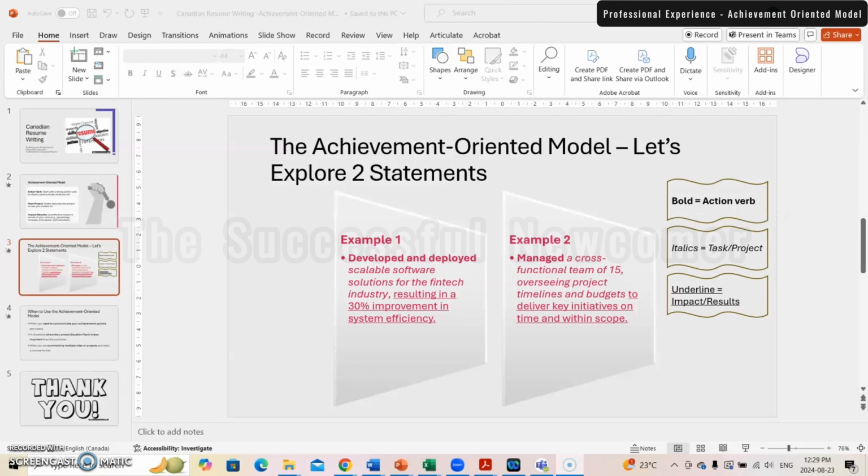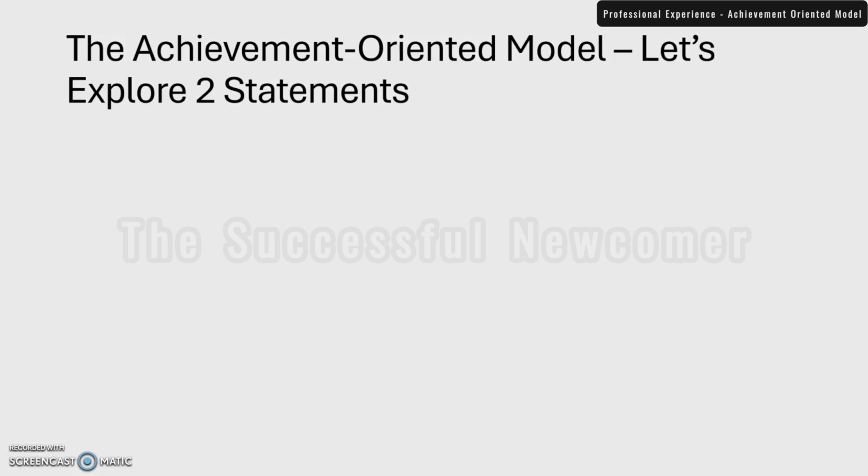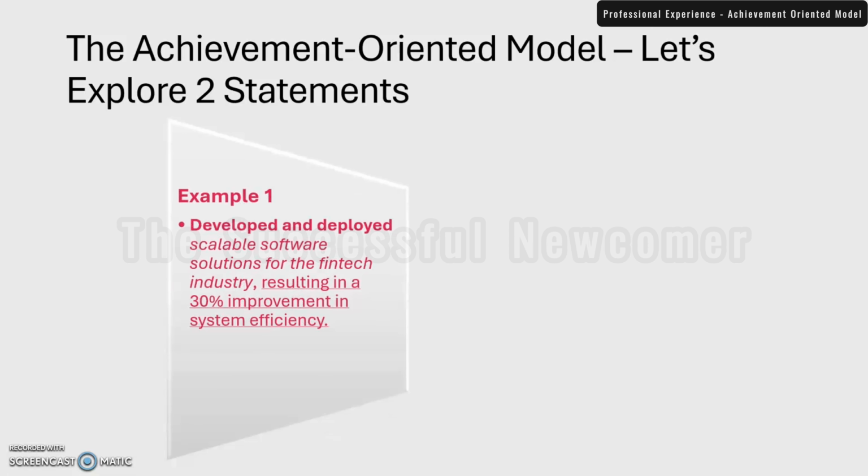So let's move on and okay, so now we're looking at the examples, right? And the first statement says developed and deployed scalable software solutions for the fintech industry, resulting in a 30% improvement in system efficiency. I just wanted to very quickly mention that these are very general statements. Your own statement may be a bit more specific, except you worked with like a consulting company or a company that generally serves an industry, then this would make sense.